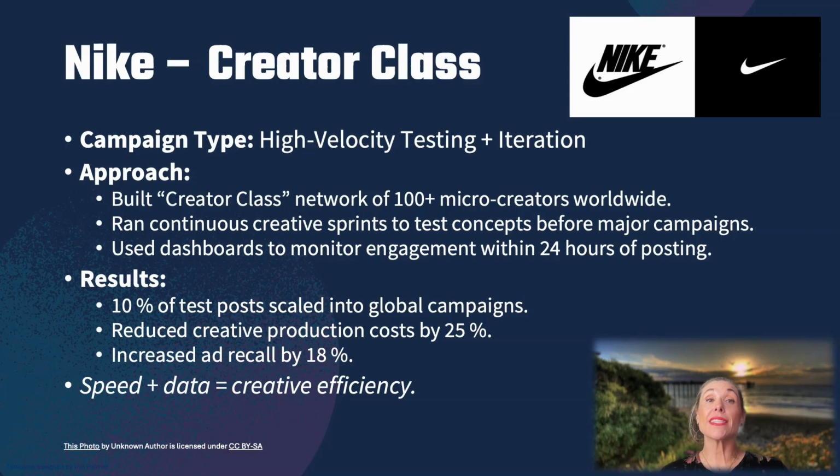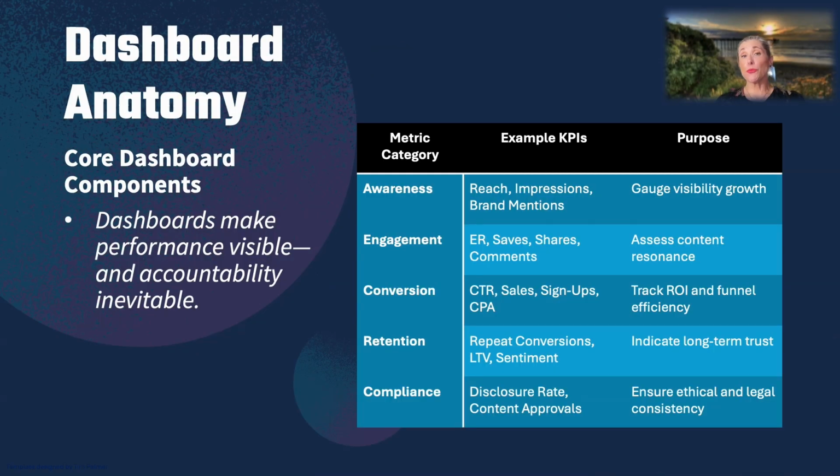Measure ROAS and engagement daily. Look for at least a 2 to 1 ROAS and 5% engagement on video. Then promote the winner. Boost only the top performing post. This hybrid approach, testing with small creators and scaling proven content with paid media, gives lean brands a smart, efficient way to grow. Dashboards are more than reports.